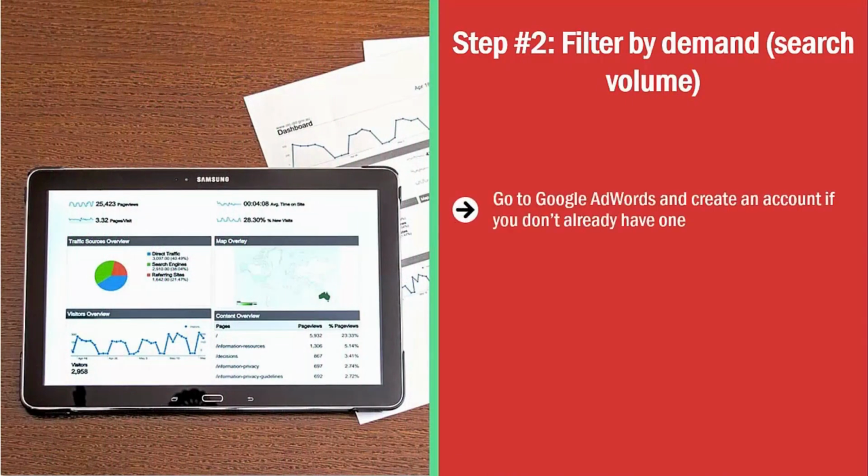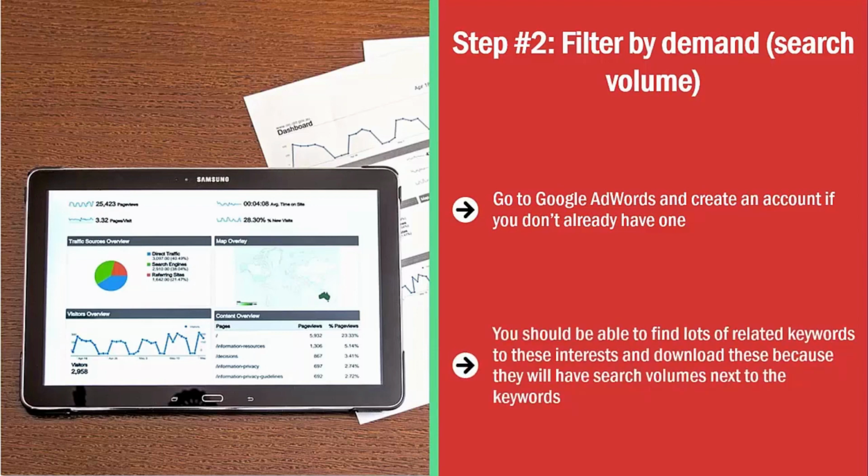Go to Google AdWords and create an account if you don't already have one. Once you're logged in, click Tools and use Google's Keyword Planner tool. Enter in keywords that are related to the personal interests that you have listed in Step 1. You should be able to find lots of related keywords to these interests and download these because they will have search volumes next to the keywords.